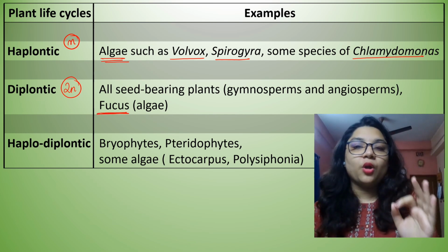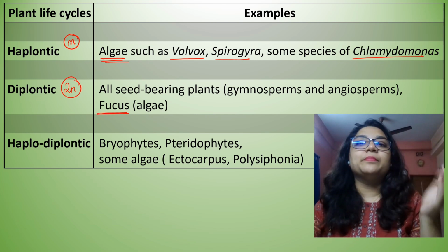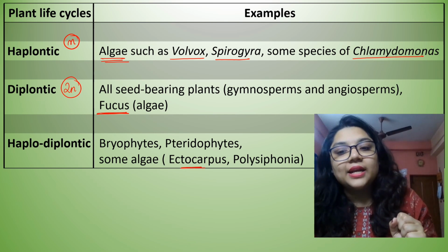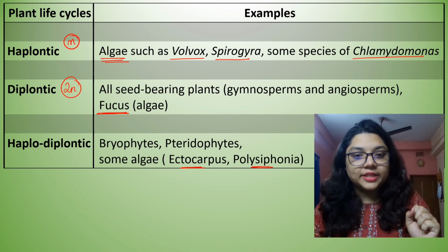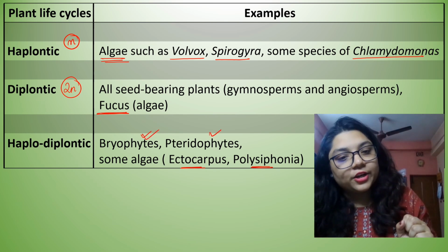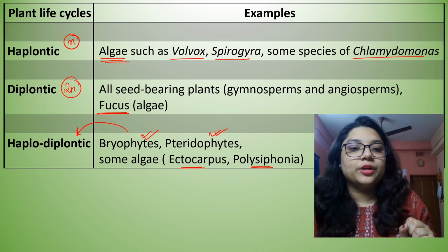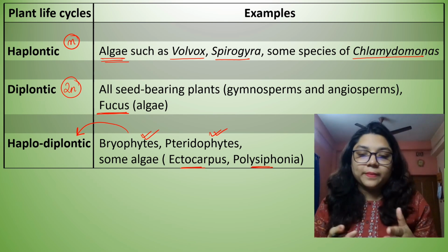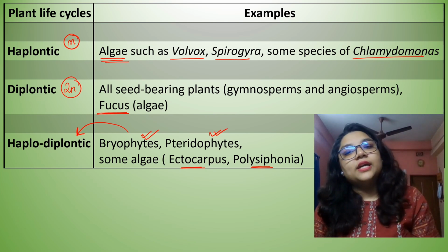And haplodiplontic, that is both haploid and diploid forms are present. वहाँ पे आ जाता है आपका Ectocarpus and आपका Polysiphonia, right? And your Bryophytes and Pteridophytes will fall under the haplodiplontic. राइट? तो आप लोग वीडियो को पॉज कीजिए, जहां पे भी आप लोगों को note down करके याद करना है.